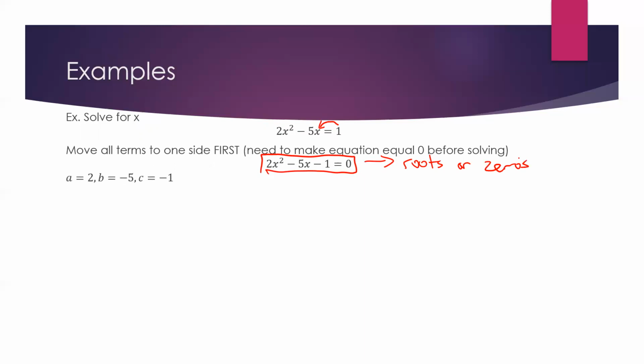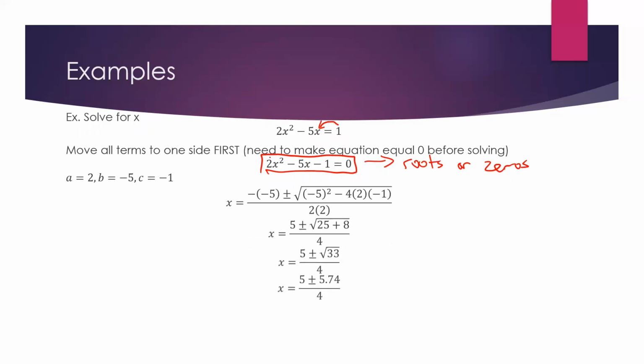And what's the only difference? Well, we have different a, b, and c values. Our a value here is 2, b value is negative 5, and c value is negative 1. You sub it into your quadratic formula, and you end up getting your two answers there. And that is how we solve for x in this case.